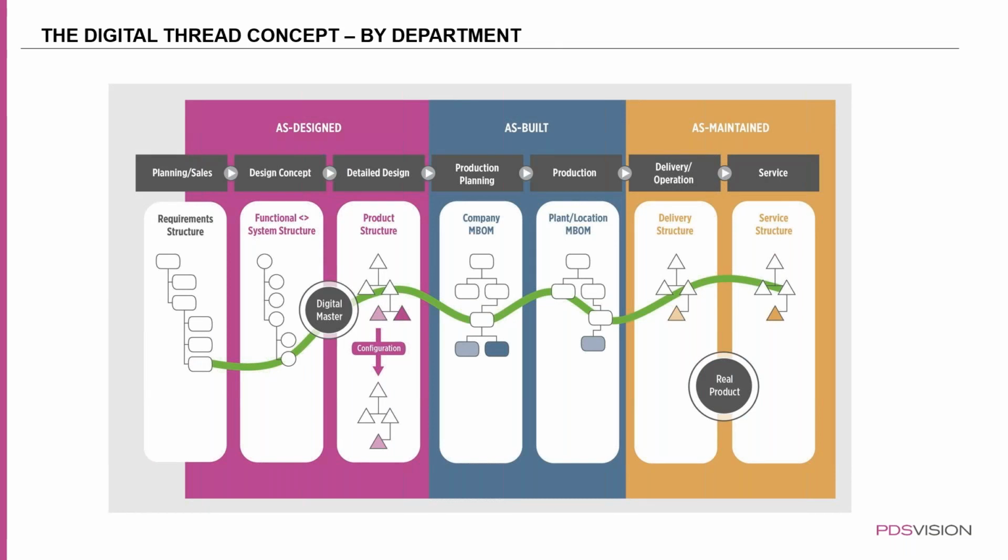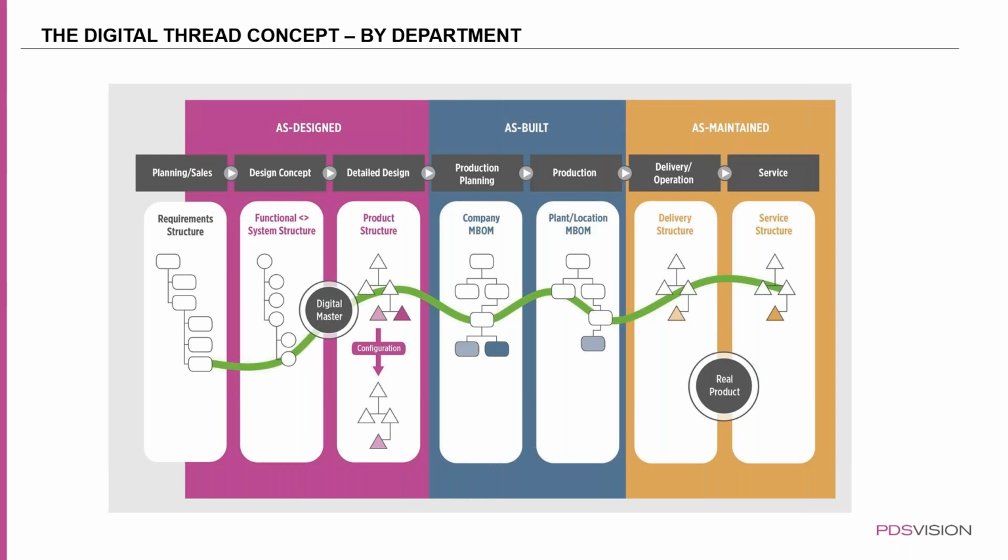So when PDSVISION spoke to our customers, we realized that there was a disconnect between the different departments. For instance, the planning or sales department would have specific information that might be required by the production and planning department, but because this information wasn't shared with the other departments, only the planning and sales department was able to see that information.